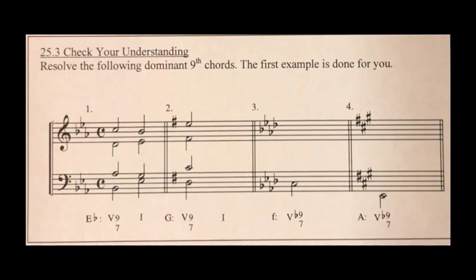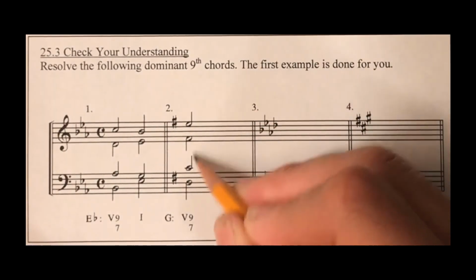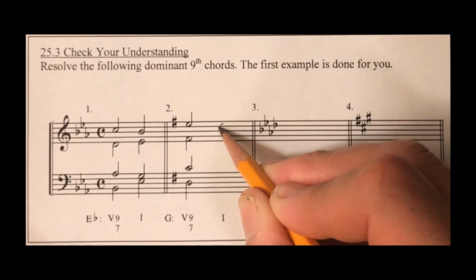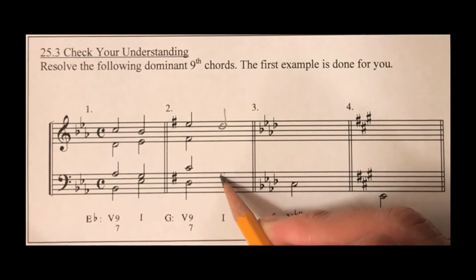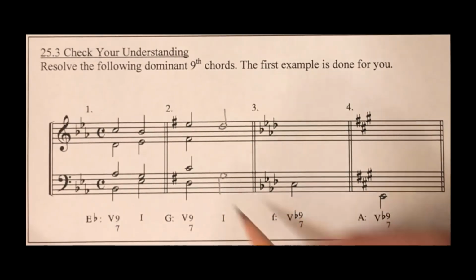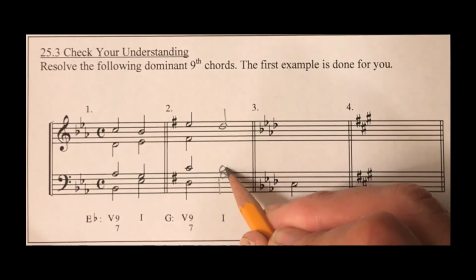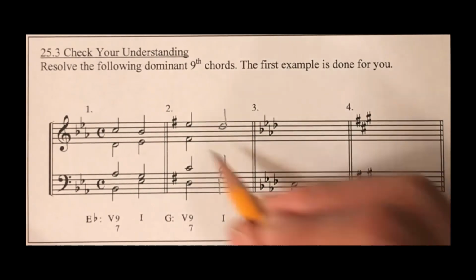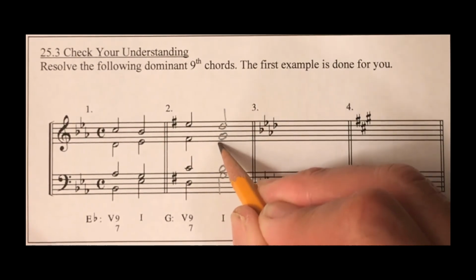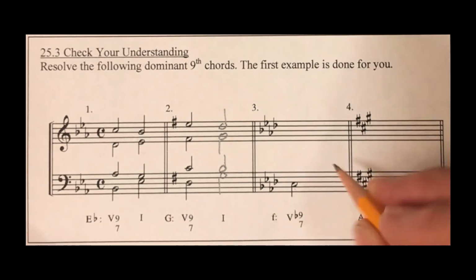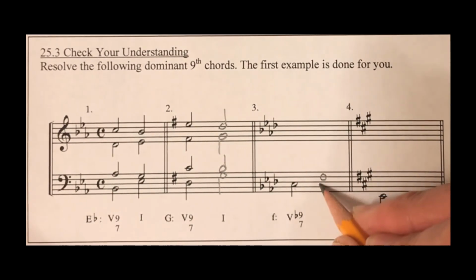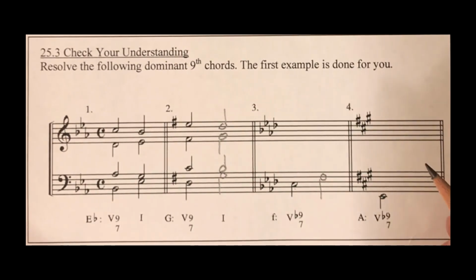The first example is in the key of G, and we can see the 9th at the very top of the voicing. That resolves downward by step to the 5th of the 1 chord. Here's the 7th resolving downward by step, and the leading tone resolving upward and giving us a complete chord. F minor is going to have the 5, C going to the 1, F.